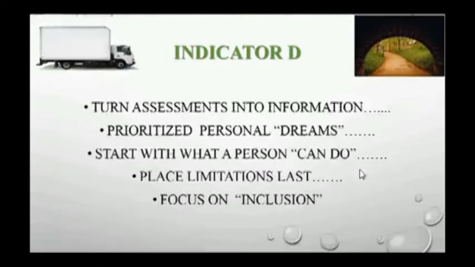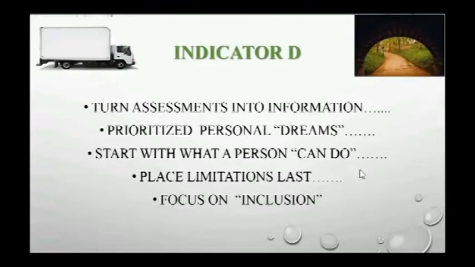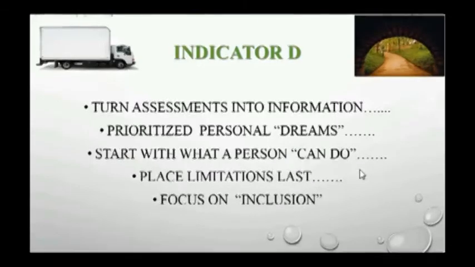Also looking at starting with what a person can do. We have years and years and years of information that tells us what a person's limitations are. We have all kinds of assessments, functional assessments, ICAPs, and other documents that tell you what a person can't do, what's not right. But if we look at it from an alternative perspective, what can that person do? If you start there and work forward, then you'll know what that person's potential is to accomplish their goals.